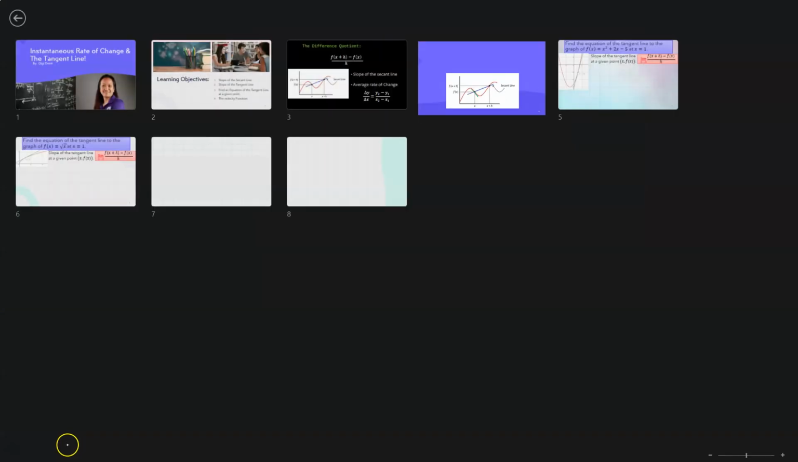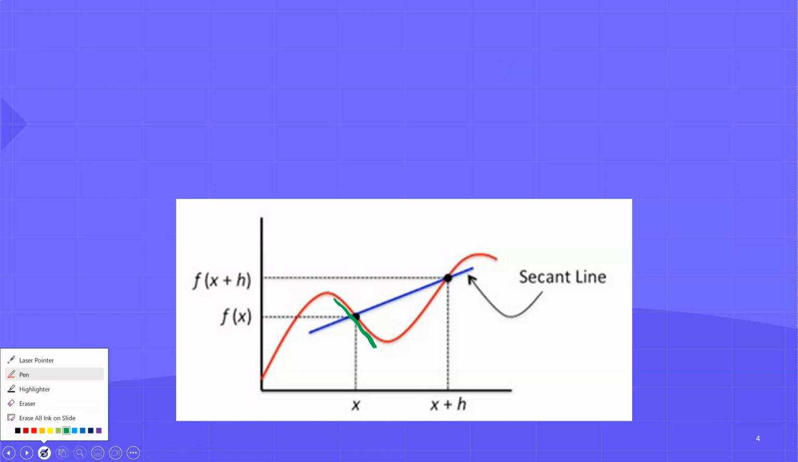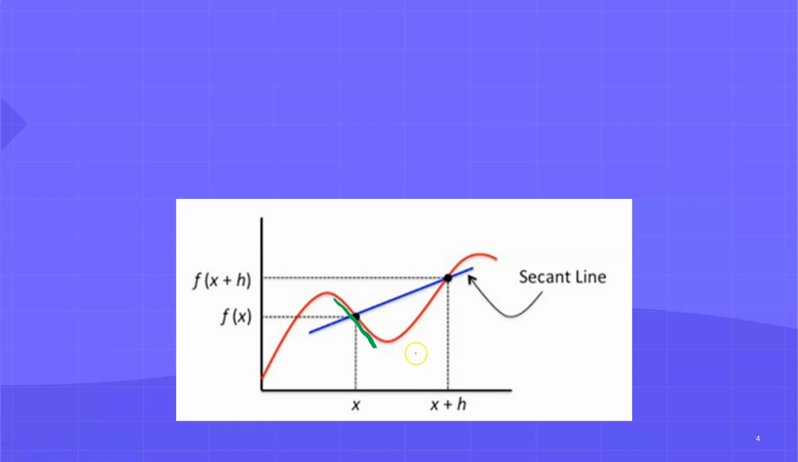Now our blue line, if we let h, that h distance, be smaller and smaller. So suppose h is this big, then that x plus h point would be right here, and we would have that secant line. Well, that doesn't look like the green line yet, right? Now let's make h even smaller, so close to x. Let's say it's here. Then the secant line will now begin to look like the green line.